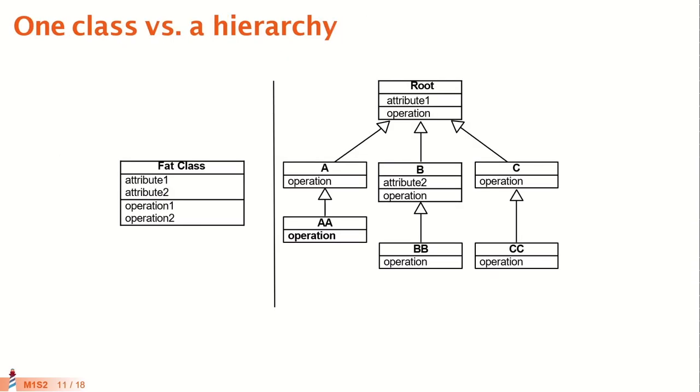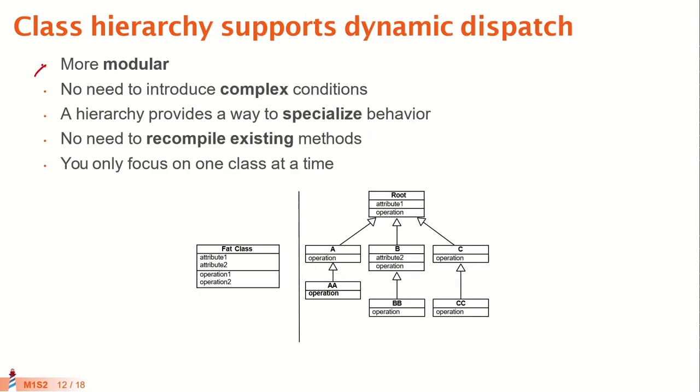Now that we understood this point, we can compare something more general. We can have a fat class on this side, and here we have a hierarchy of classes. And now we understand that the hierarchy of classes is a better design because it is more modular. We isolate each point in a different class of the hierarchy. We don't need to introduce complex conditions in the code because we just send messages and the right method will be chosen by the lookup algorithm. And then we can even specialize the behavior inside subclasses. We don't need to recompile existing methods, because when I add a new class, I can introduce a new method inside this class and it does not change the code of other classes. As a programmer, we can focus on one class at a time, one given concept at a time.